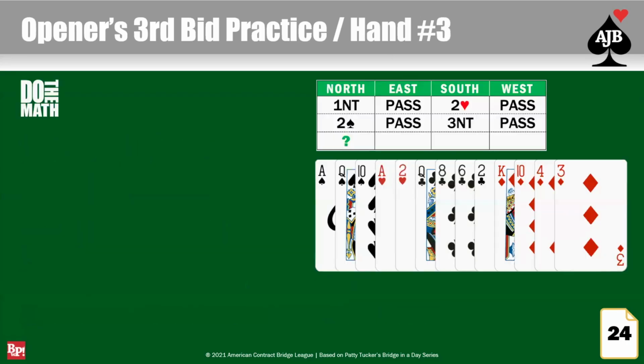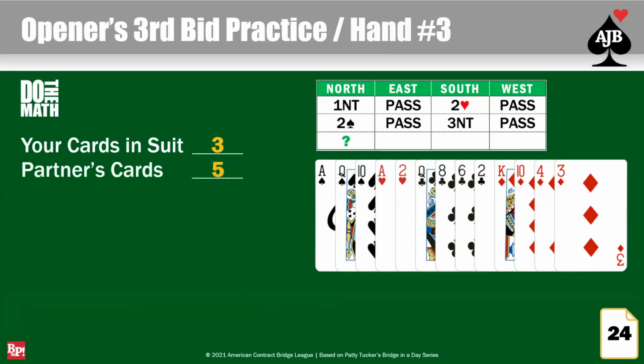And 3. This time partner told us that they had only 5 spades, but they told us how many points? 10 or more, right? So how many cards do we have in spades? We have 3. Partner has 5. We have 8. Is that a fit? Yes. So are we going to play in spades or no trump? Spades, right?